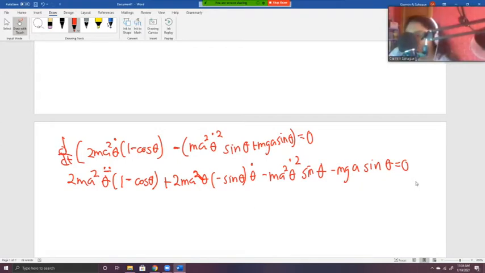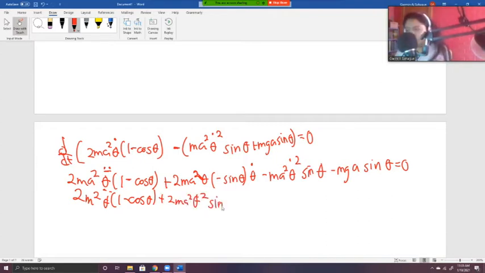Okay, sorry about that. Okay, let's continue. 2ma squared theta double dot (1 minus cosine) plus 2ma squared theta dot squared sine theta. I'm just doing some algebra here to simplify the terms and to derive it. That was mga sine theta equals 0. Okay.